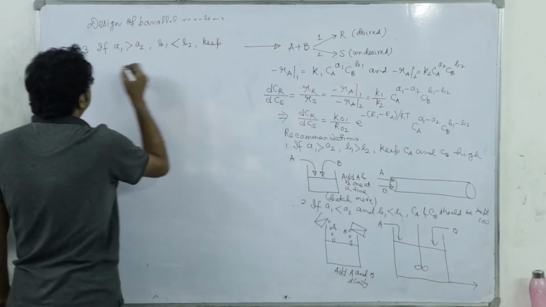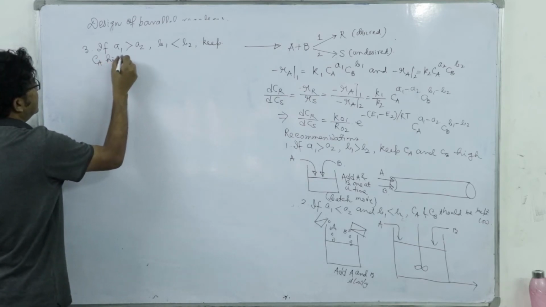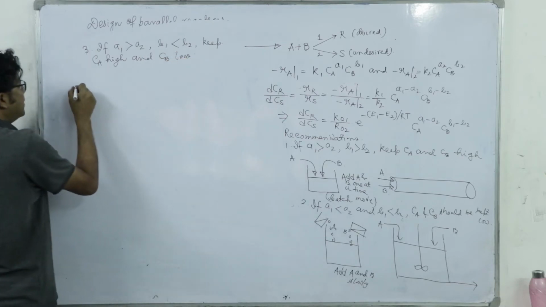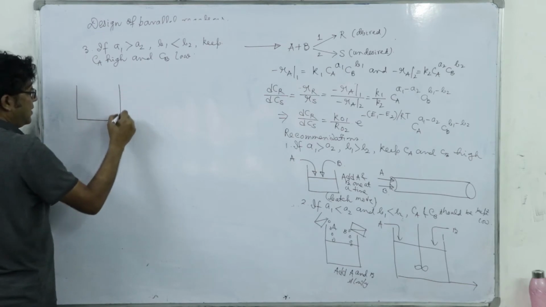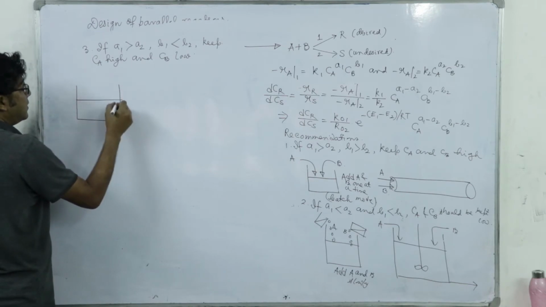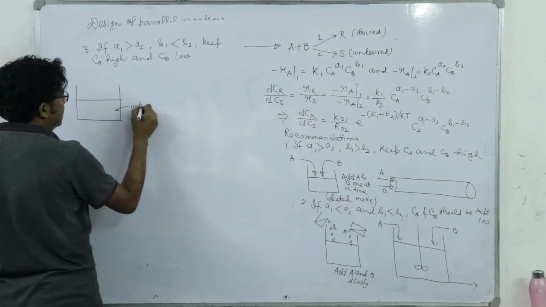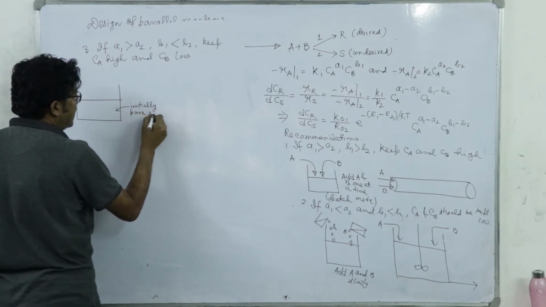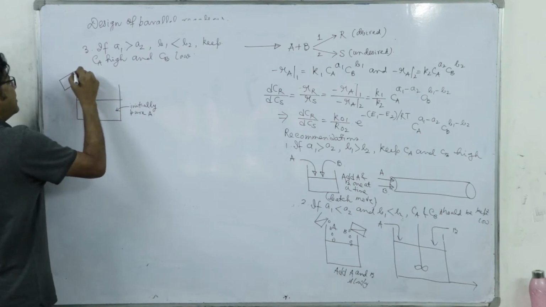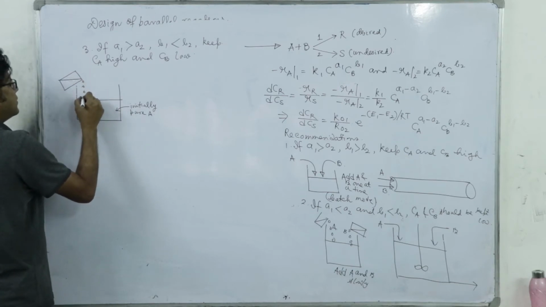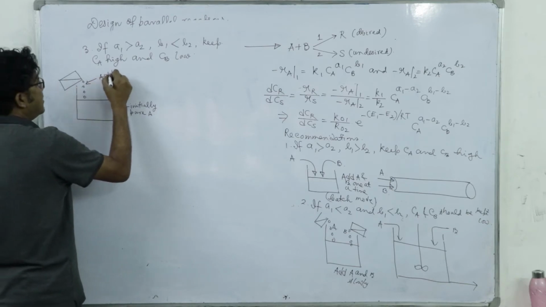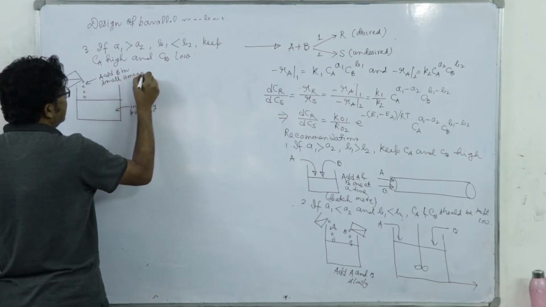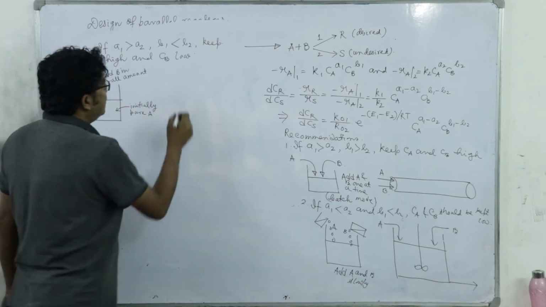Third, if A1 is greater than A2, B1 is less than B2, keep Ca high and Cb low. And how can we do that? Here in batch mode, or basically semi-batch mode, initially pure A, and in that you add B in drops. Add B in small amounts.